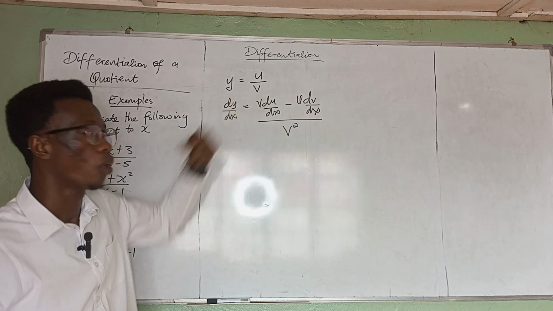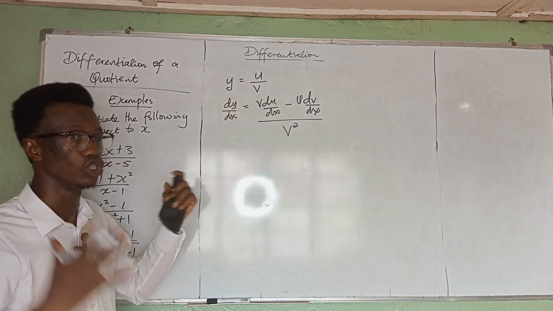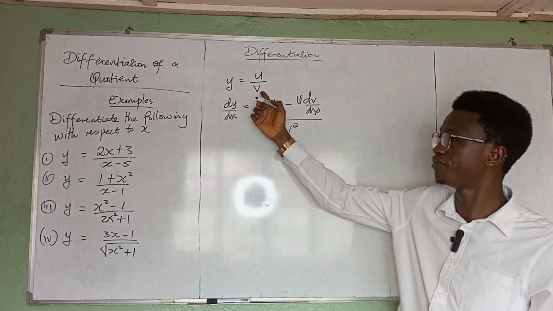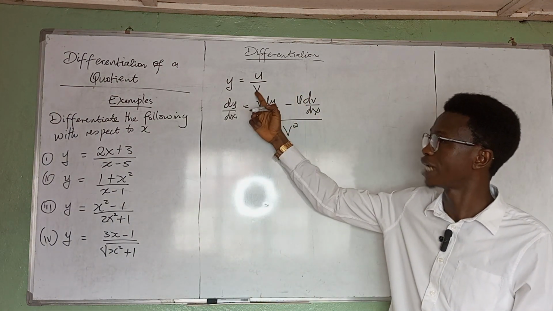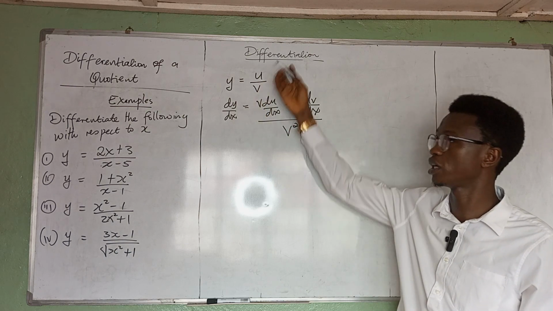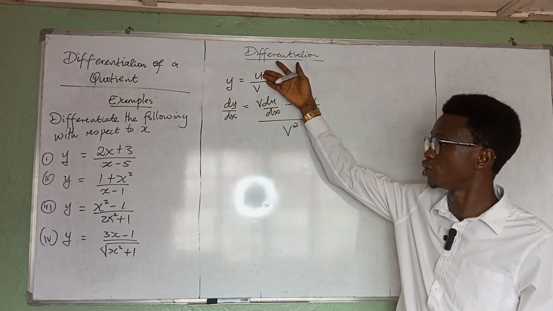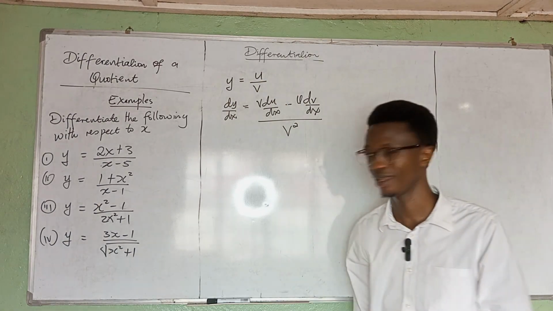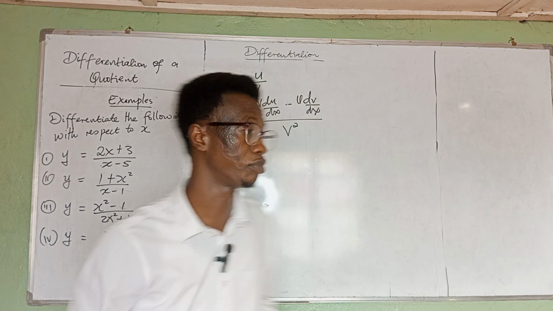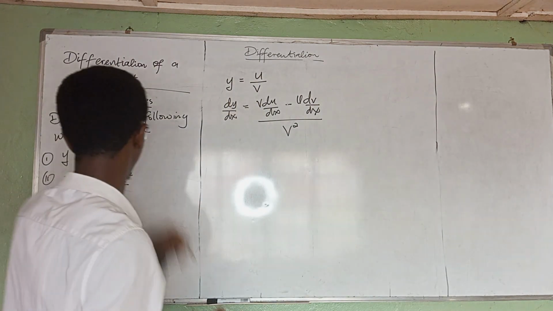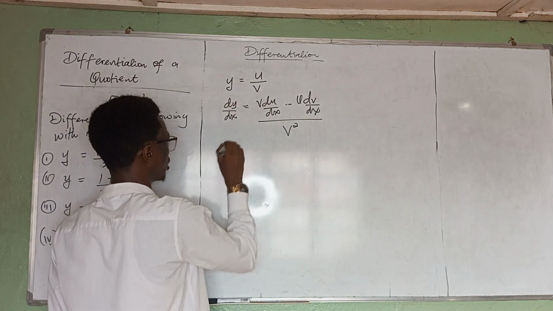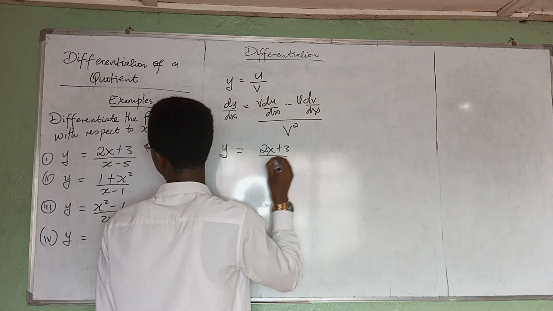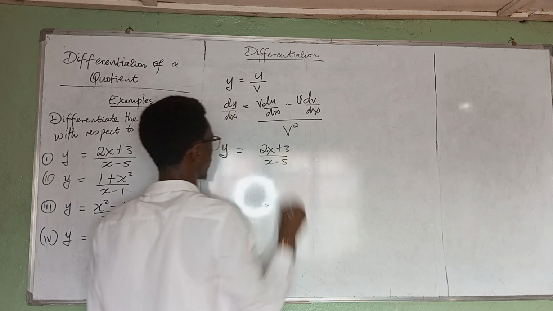So all you need to do, once you are given the function, is let what will be u and what will be v. The numerator will be u and the denominator is going to be v. Then you differentiate du by dx and differentiate v with respect to x. Then you substitute into the formula. So that's actually very, very simple. Okay, so let's start with the first problem here. It says we have to differentiate the following with respect to x. It says 2x plus 3 over x minus 5.